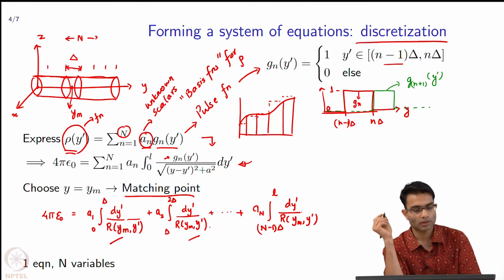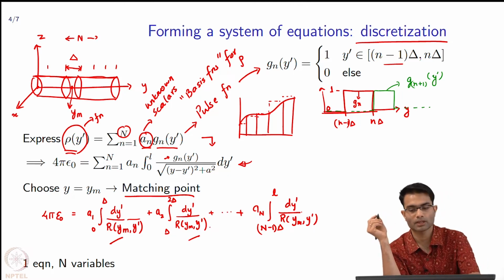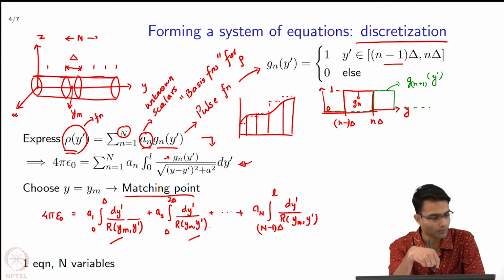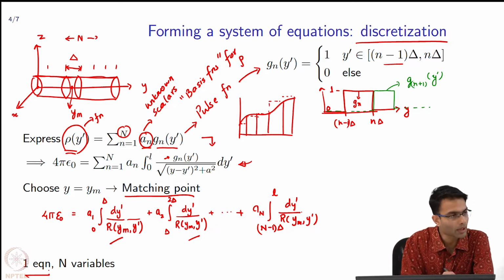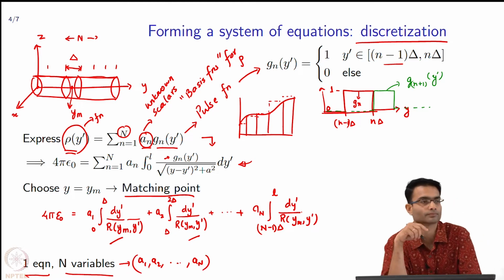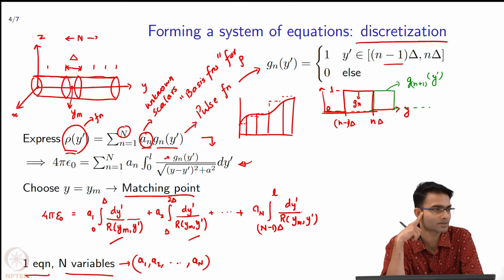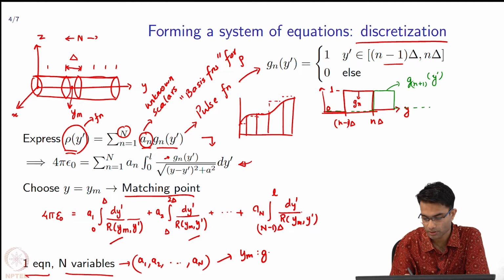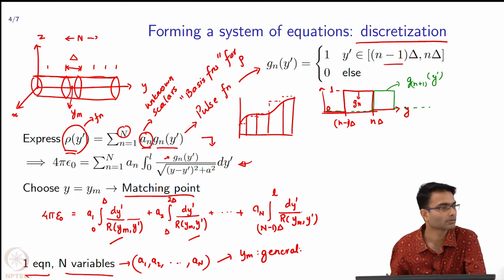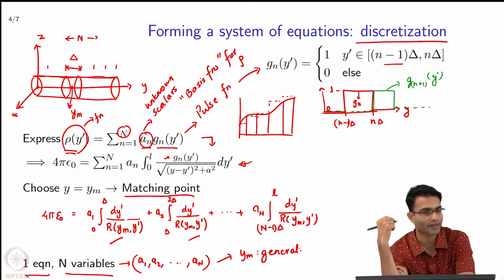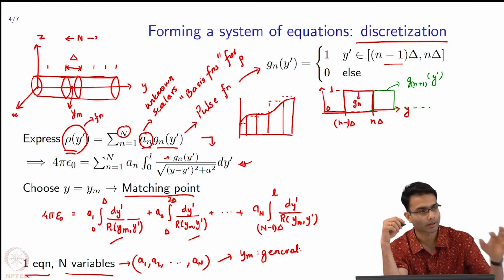Starting off with the idea of discretization, choosing the pulse basis functions, opening up the expansion, what have we arrived at? We have one equation in how many variables? N variables. And what are these variables? a1, a2 all the way up to an. So, you can see where this process is going, right. Here I have kept the matching point ym general. But keeping it general has given us a strategy that we can use to get the solution to this.